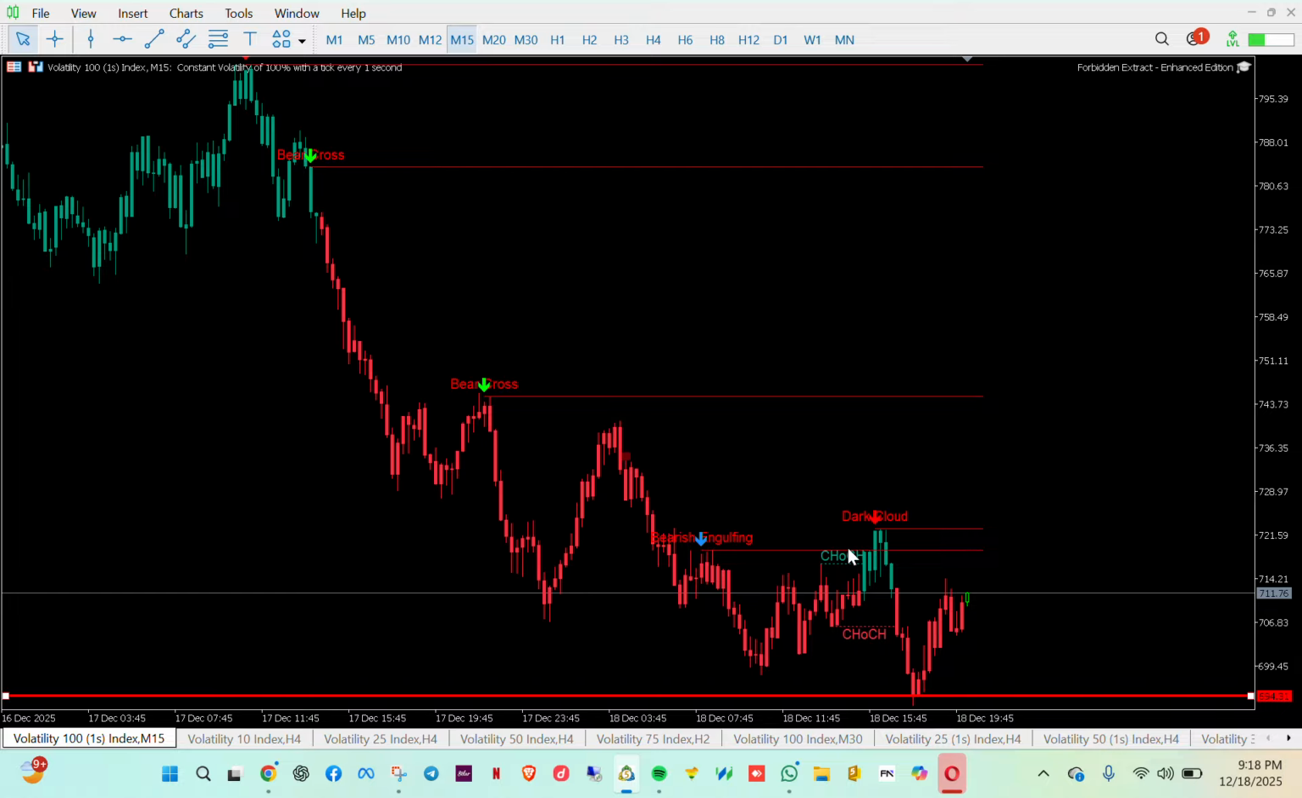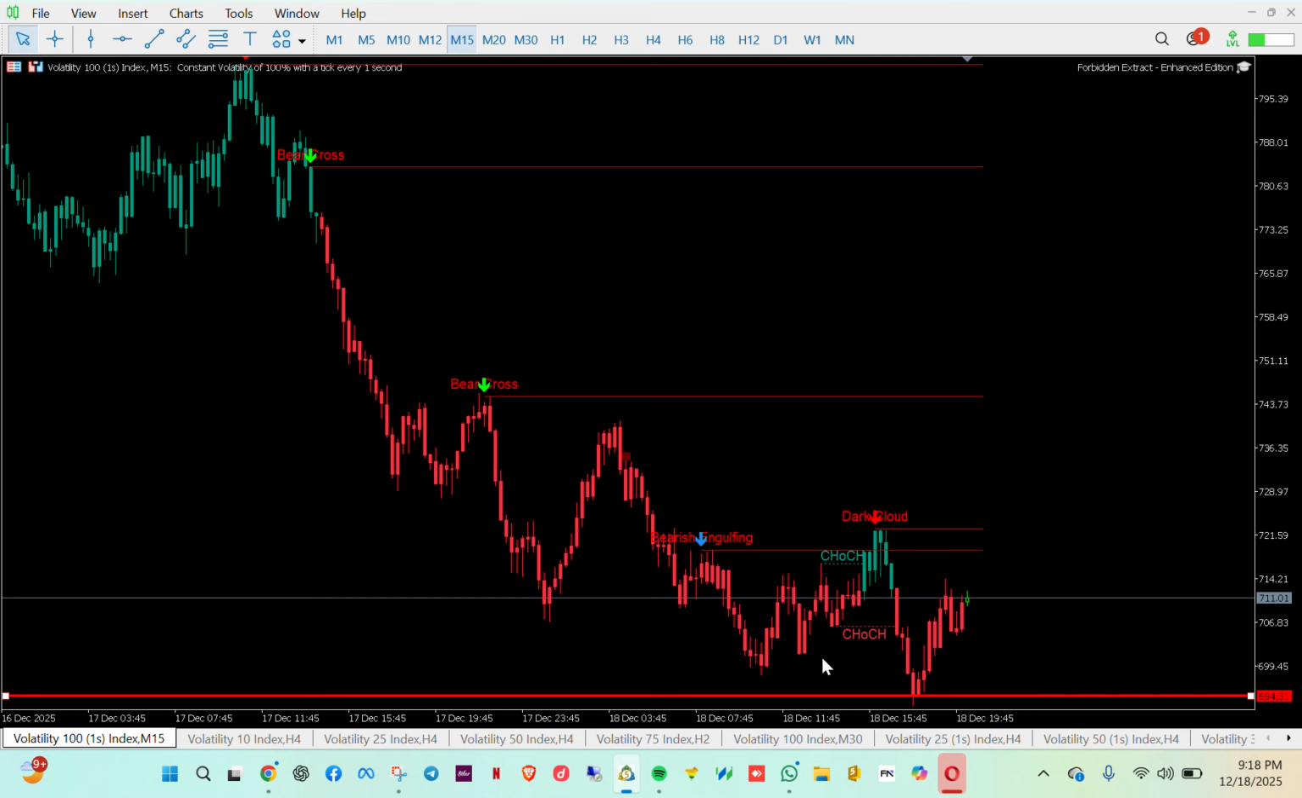So if you see change of character written in green, do you understand? It means that the green momentum has come to an end. Then you want to start selling. You should be looking for any sell opportunity. Now, if you see change of character written in red, it means that the character in red has ended. Then the market wants to start buying.